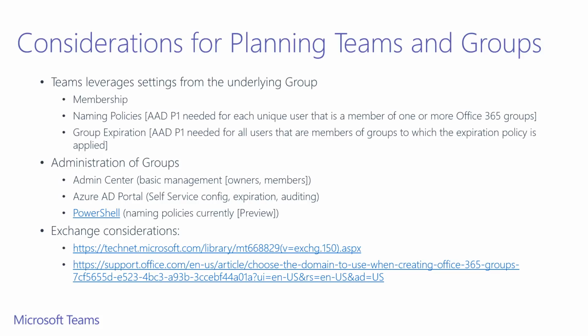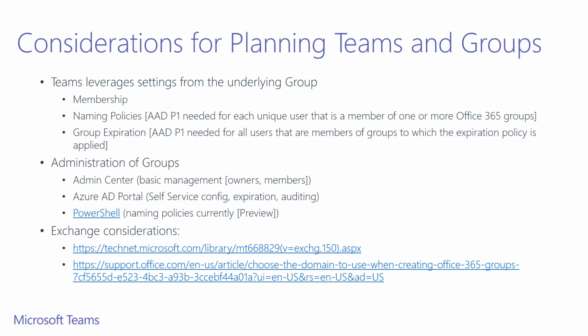Now, there are some considerations you have to take into account when you are planning for Teams and the corresponding groups. First, as we mentioned, Teams will leverage a number of settings from the underlying group itself. This includes not only membership, but also features such as naming policies and group expiration. Now, naming policies is just as it sounds, the ability for us to predict or determine how we are going to follow the naming structure for groups. Now, we do need an Azure AD P1 license for each unique user that's a member of one of these groups to leverage the naming policies feature.